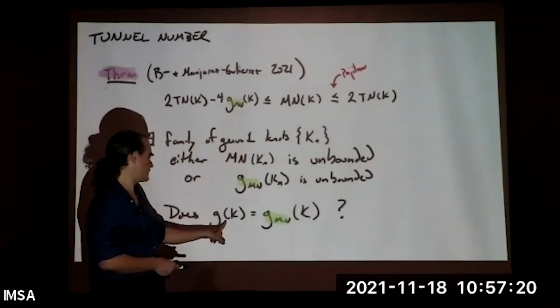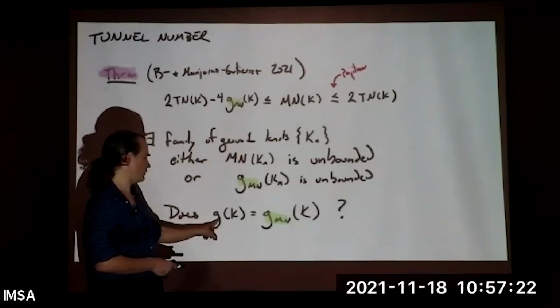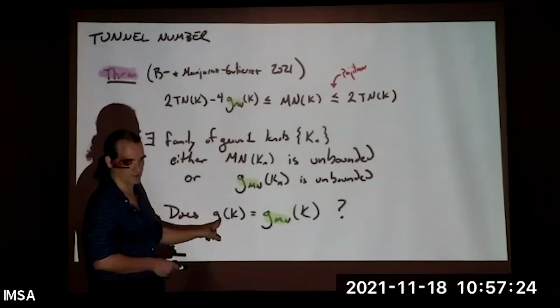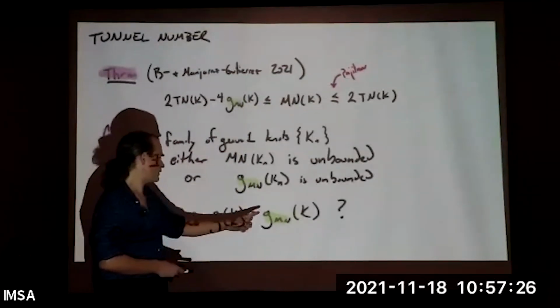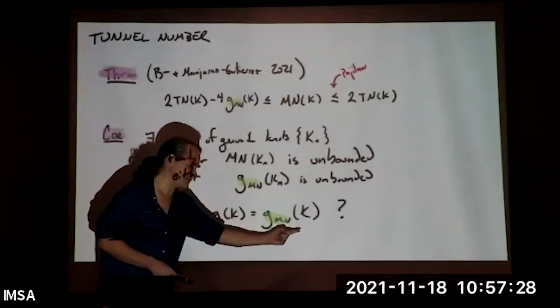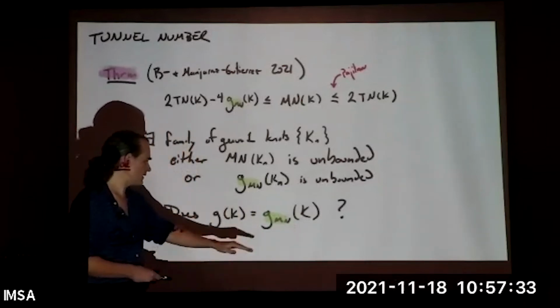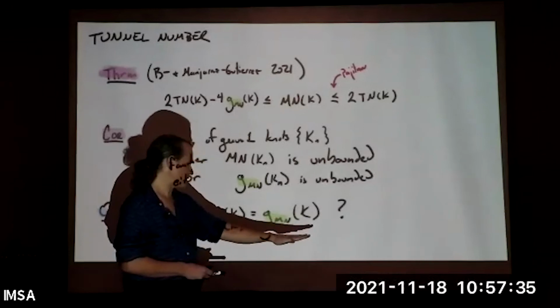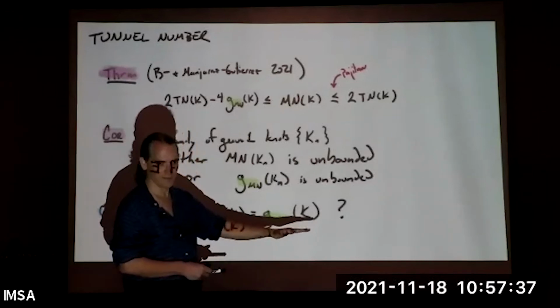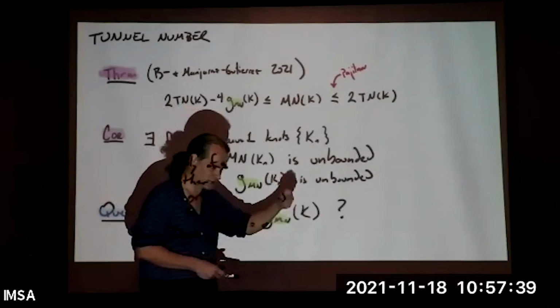Well, this is a minimum over all sets. So we know this is less than or equal to this one. That's because this is a minimum over all cycle surfaces, and this is a minimum over all cycle surfaces that are level sets of functions realizing it.